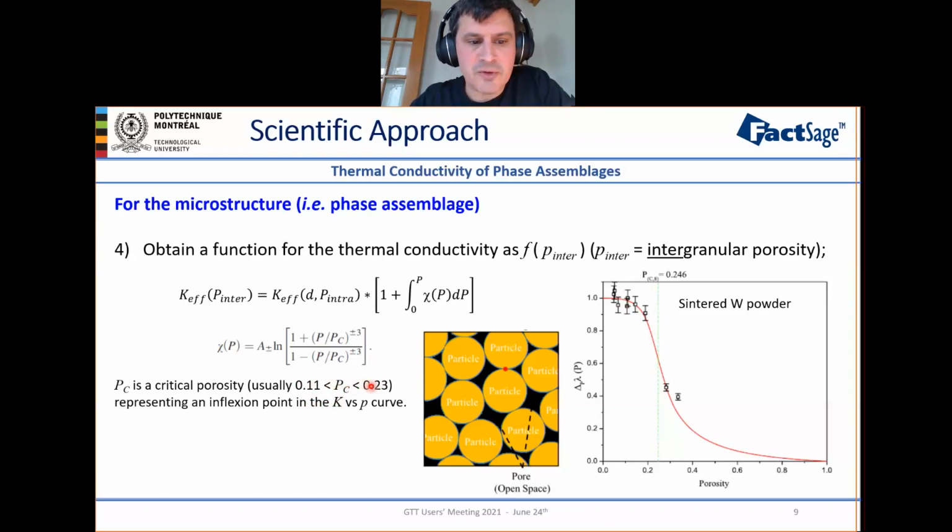Most values we found are between 0.11 and 0.23 volumetric fraction, but in the example here with the sintered tungsten metallic powder, we have a critical porosity of 0.2425, as you can see, and there is an inflection point in the curve of the thermal conductivity as a function of the porosity here.